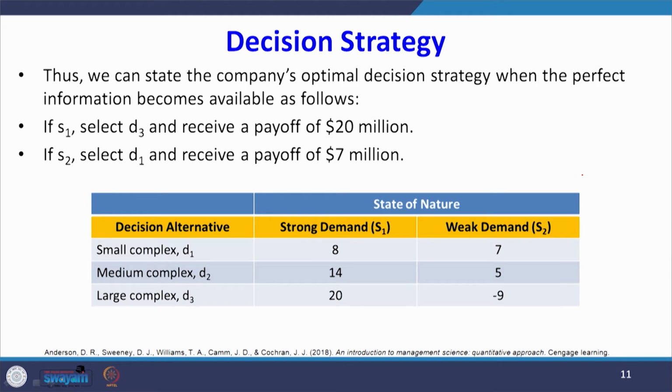Thus, we can state the company's optimal decision strategy when perfect information becomes available as follows. If S1 is going to occur, select D3 and receive a payoff of $20 million. If S2 is going to occur, select D1, because this is the highest, and receive a payoff of $7 million.